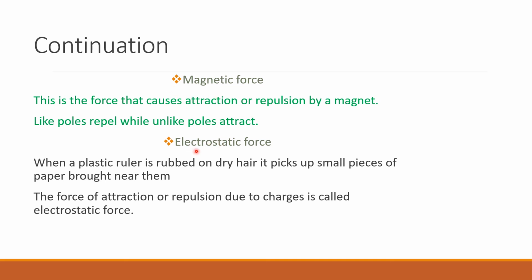We have also another common type of force that we call electrostatic force. For example, if you take a plastic ruler or a pencil and you rub it on dry hair, it will pick up small pieces of paper brought near it. That force of attraction or repulsion due to charges is what you call electrostatic force. When you rub a ruler on your head, you have charged the ruler, and that is why it is able to attract a neutral substance such as paper. That is what you call electrostatic force.